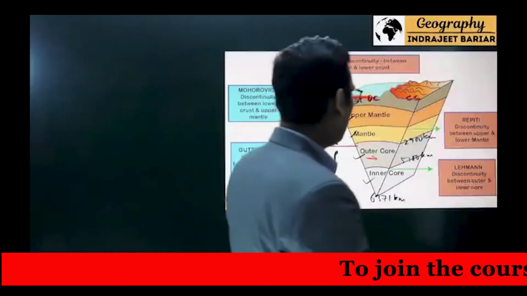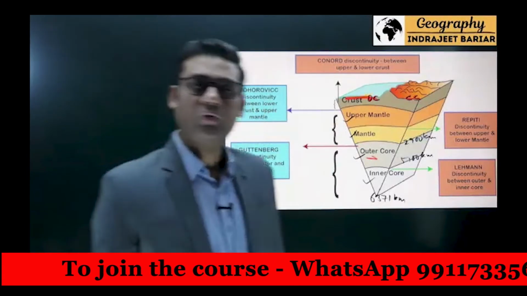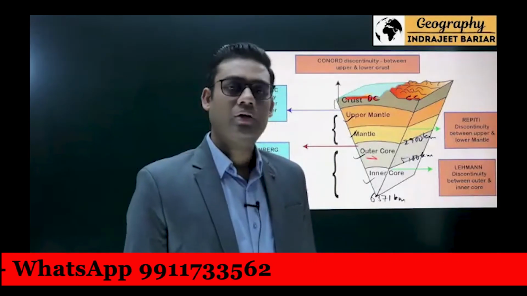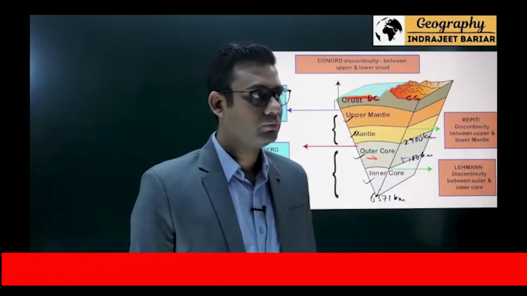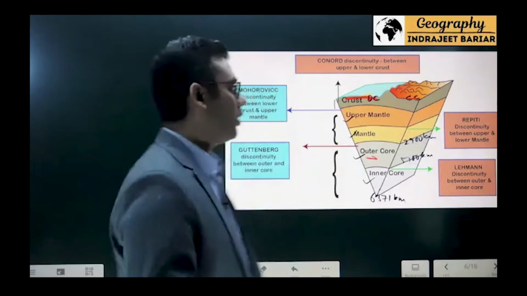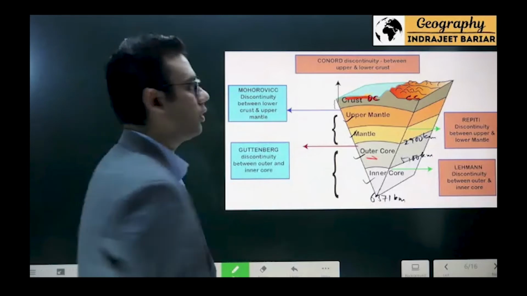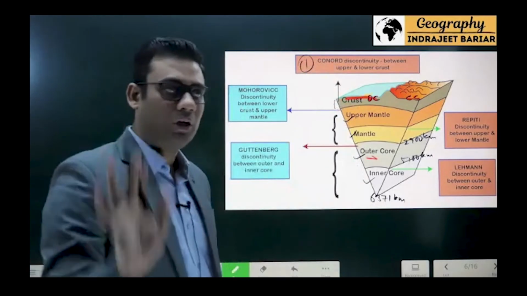Then in addition to that, we have the boundary between different layers. And these boundaries between different layers are called discontinuities. Simple, nothing, just the boundary between two layers. These boundaries between different layers have been given certain names. Starting from Conrad discontinuity, in your notes I have given you the list.